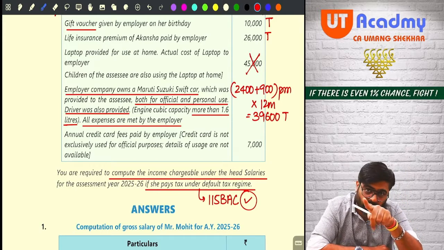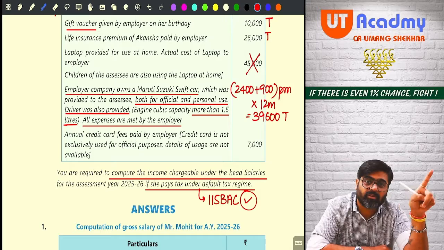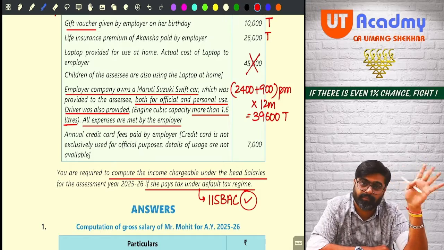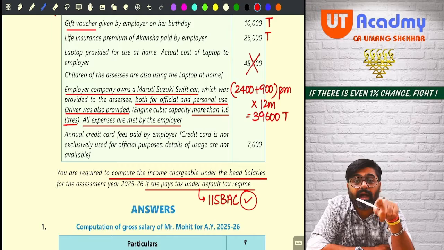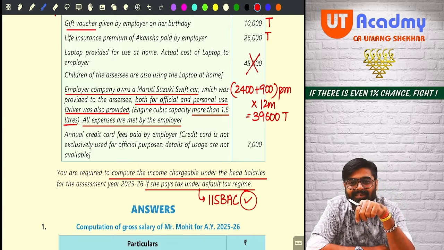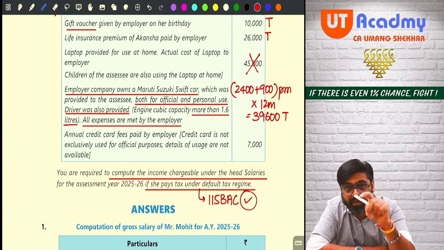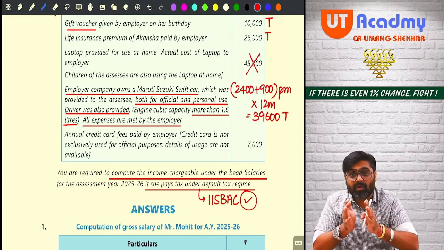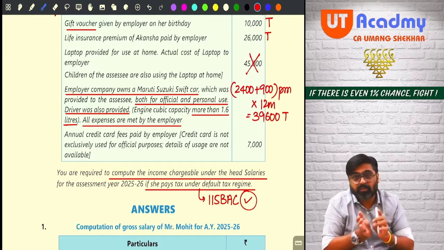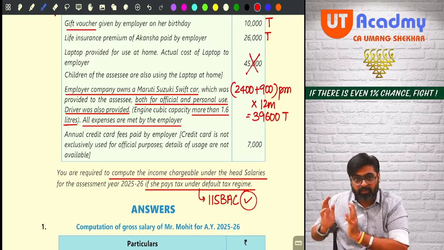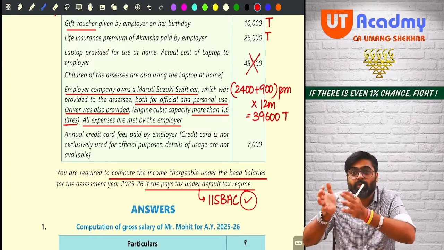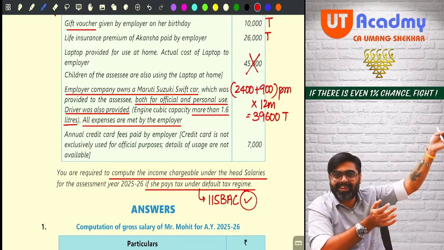Now in the same question, I can twist. All the expenses of the car were met by employee. So instead of 2,400, I would have taken 900 per month, and 900 also for driver, because now car belongs to employer, expenses met by employee. So it is 2A. C? No, it is 2B C.